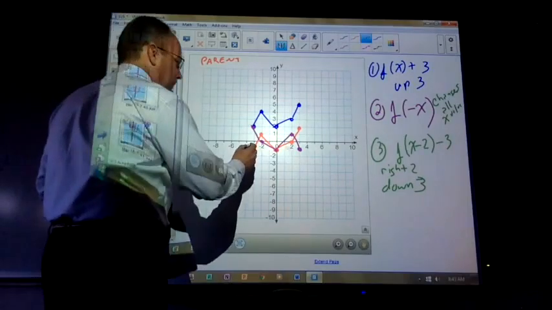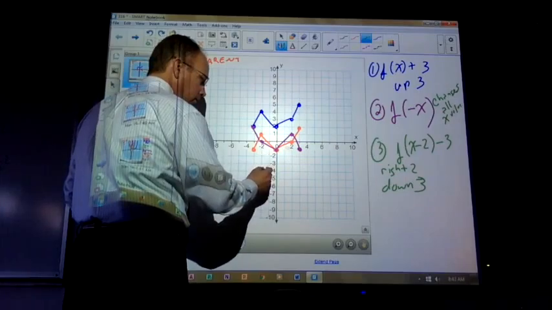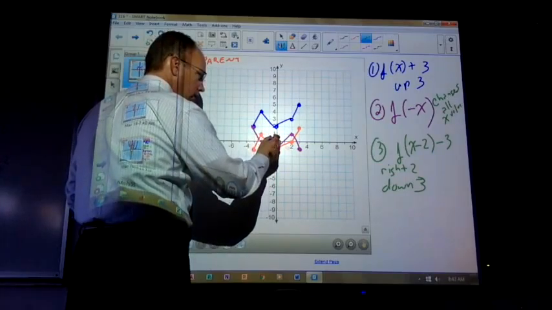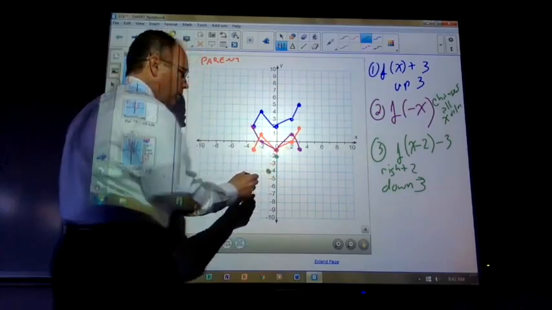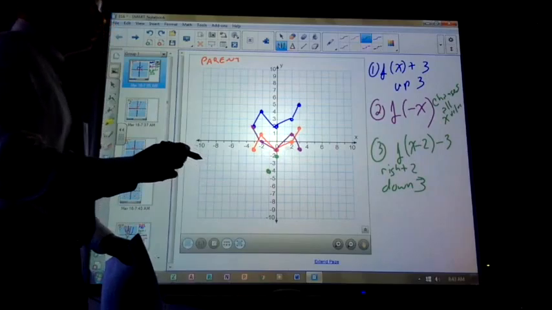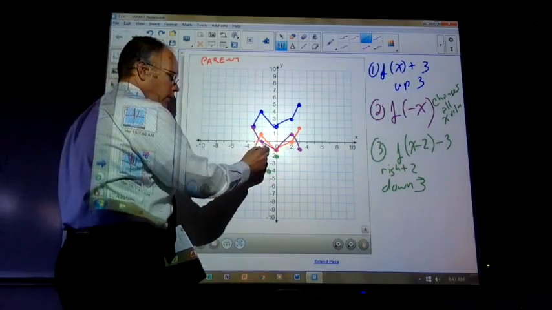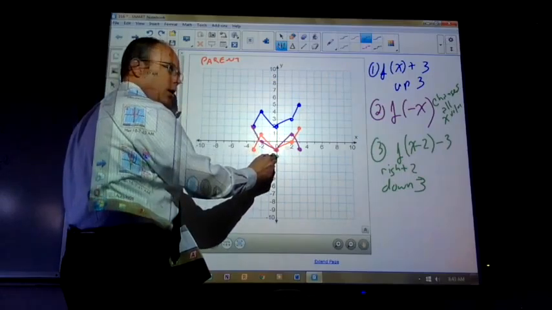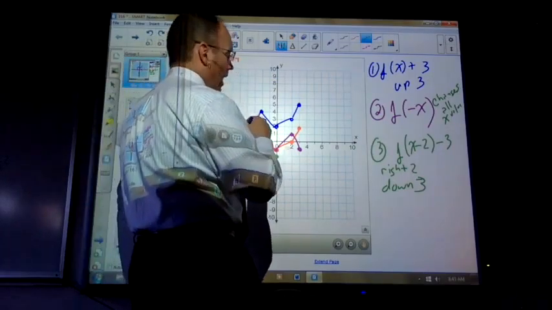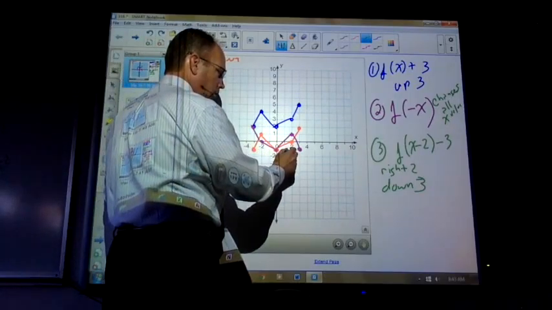All right, so taking this one. We go right 2, down 3. Right 2, 1, 2, down 3. I went here, I went right 2, down 3. Well, this one's right 2, down 3. Yeah. Okay, sorry, I could be making an error. I just want to make sure. Right 2 and down 3.